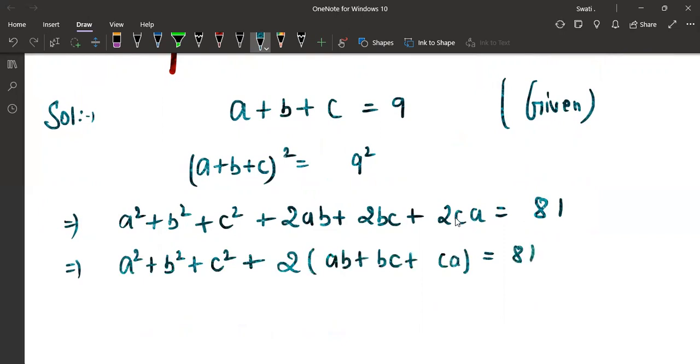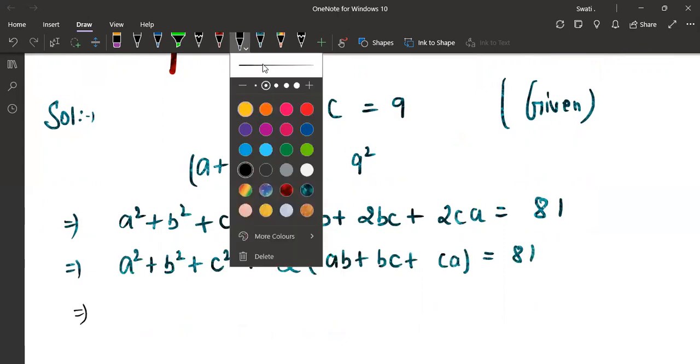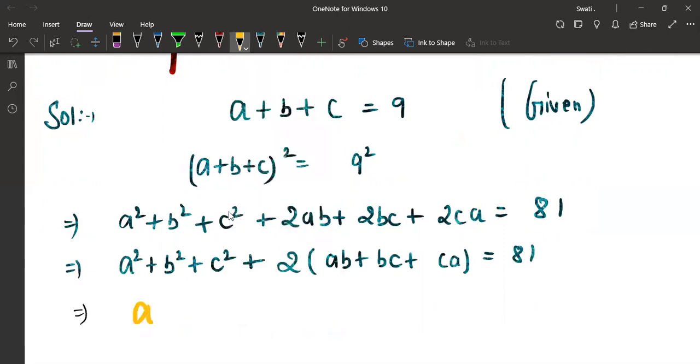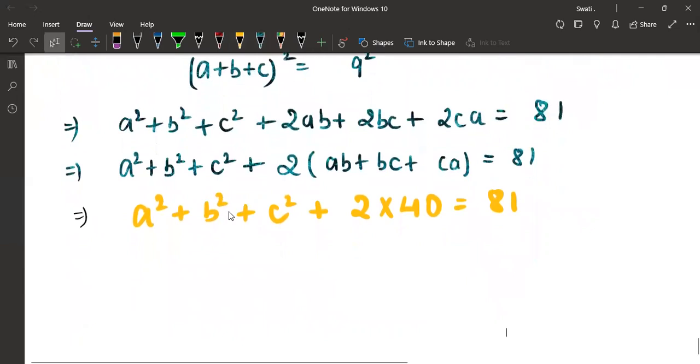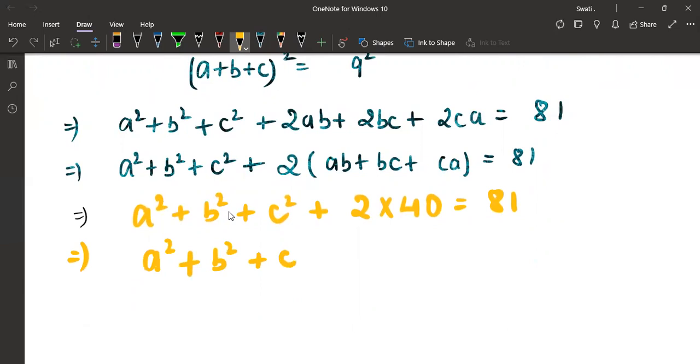All right. So now we can write down this as, let me change the color because we are towards the answer. So yes, we can write down this as a square plus b square plus c square plus twice of ab plus bc plus ca. The value was already given. It was 40. So I can write down 2 into 40 equals 81. All right. Moving ahead. Now we can clearly see the final answer. It is a square plus b square plus c square plus 80 equals 81, right?